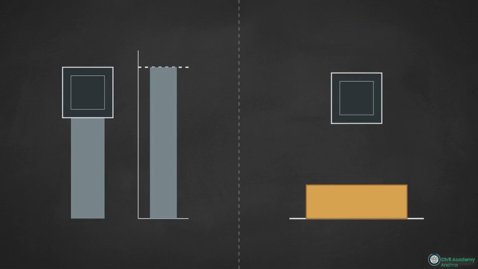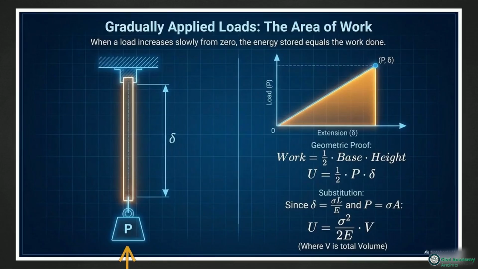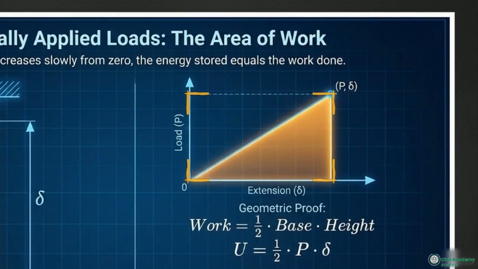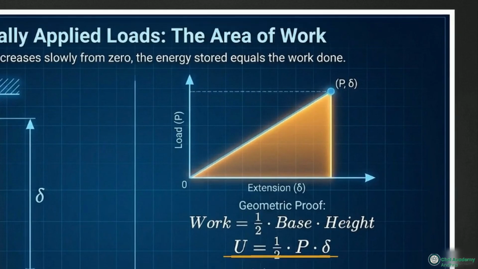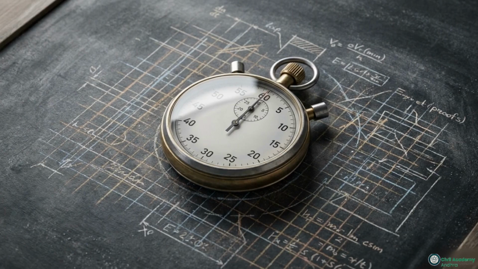This diagram illustrates a gradually applied load. As a weight is slowly lowered, the force increases linearly, creating a triangular work area. The mechanical work equals the area of that triangle, 1/2 the load P times the extension delta, providing a safe static stress baseline. But the time domain dictates everything. We must calculate what happens when that exact same load is transferred instantaneously.